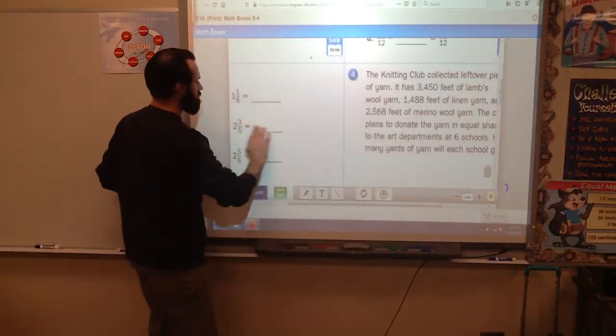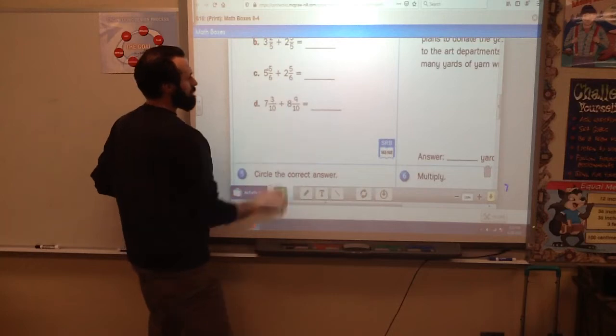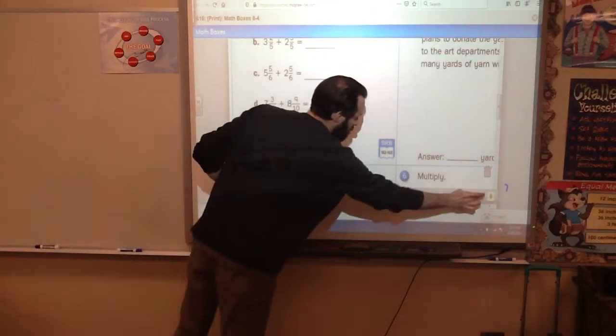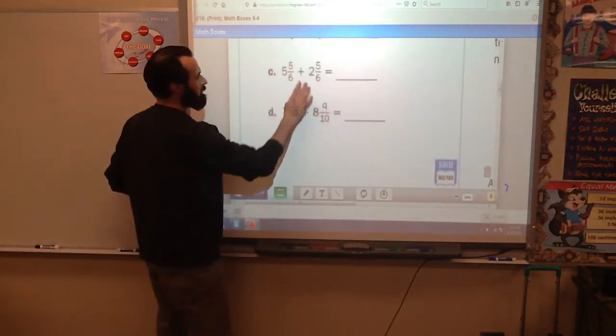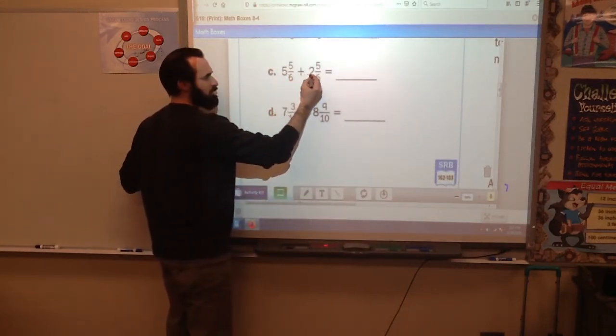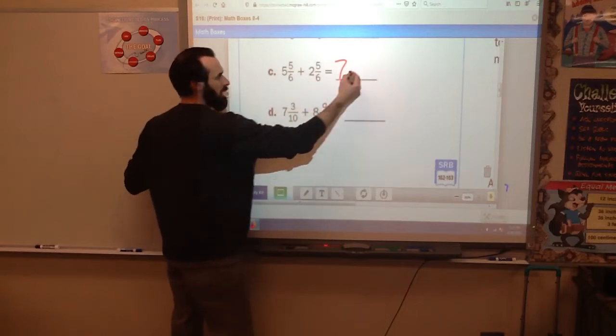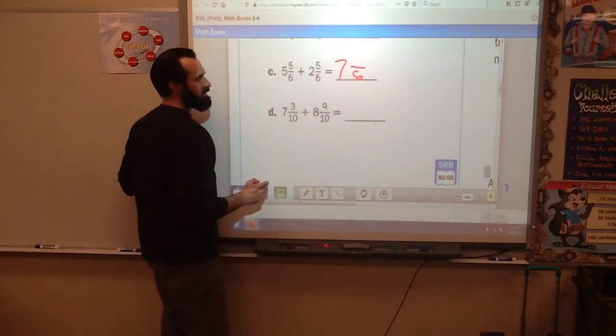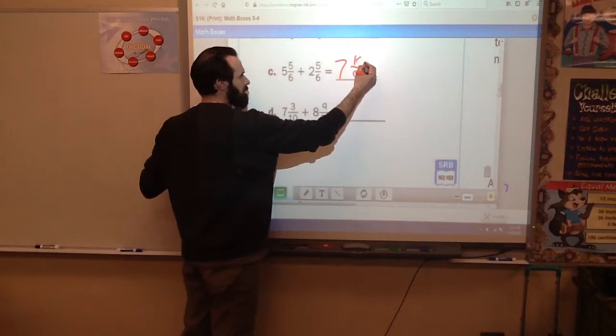Working on the next one. You just needed to do C and D here. Make them a little bigger. Okay, so if I'm doing this, the first thing I'm going to do is I'm going to go 5 plus 2 is 7. And I know that my fraction is going to be in sixths. 5 plus 5 is 10.